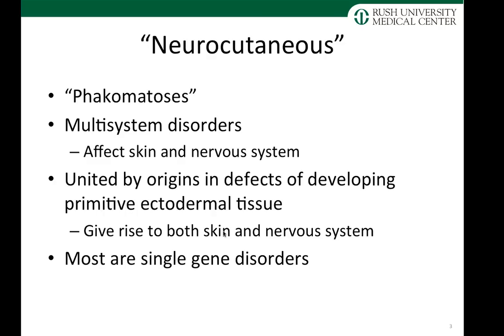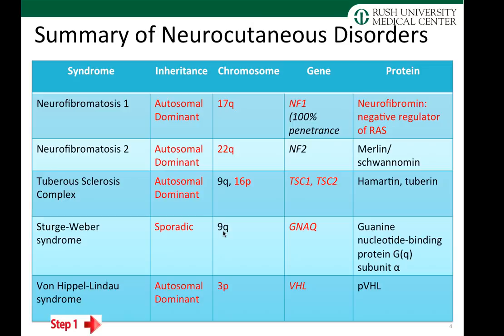Because ectodermal tissue gives rise to both skin and nervous system, when you have mutations in genes that are related to ectodermal tissue, you will have disorders that affect both the skin and structures within typically the central nervous system. Most neurocutaneous disorders are single gene disorders.